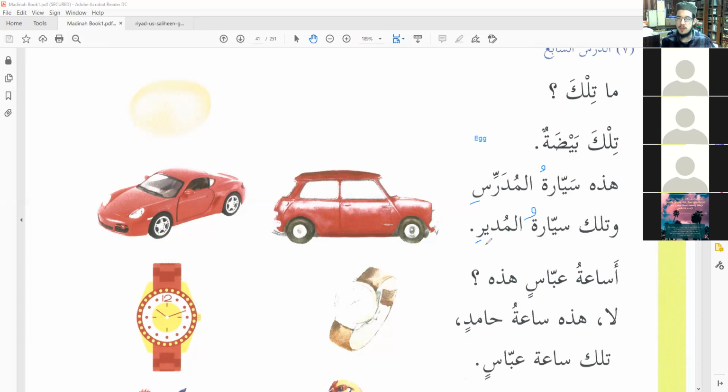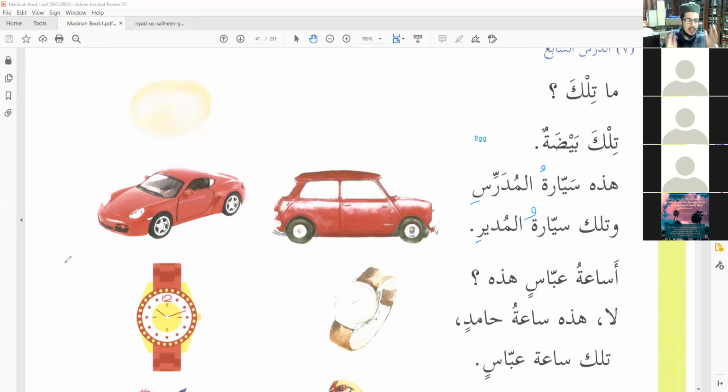المدير. Mudir is the principal or the headmaster. Principal. Sorry, yes, مدير. And you know what? You know how you can tell these pictures are very suitable? Because this is the teacher's car, right? That's what the teacher rolls up to school in, and this is the principal's car. Isn't that right? This is not the student's car. Yes. I found that very suitable.